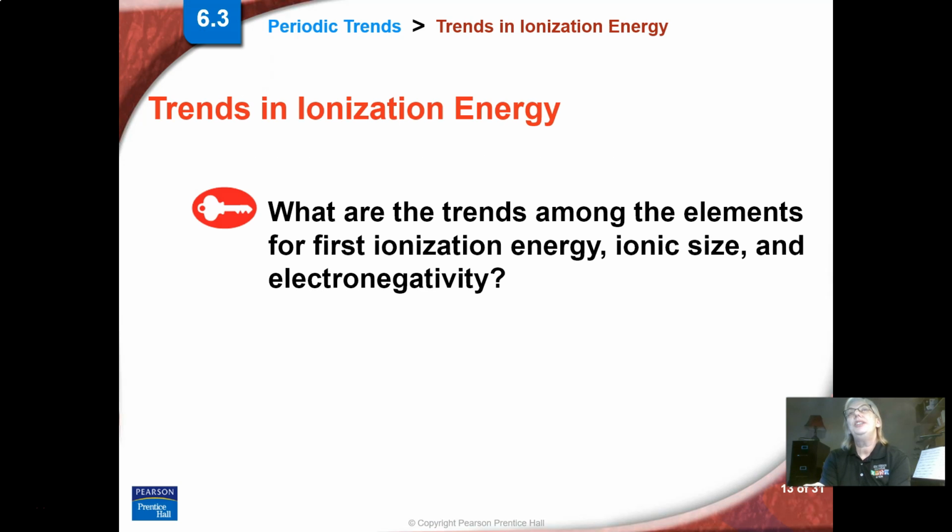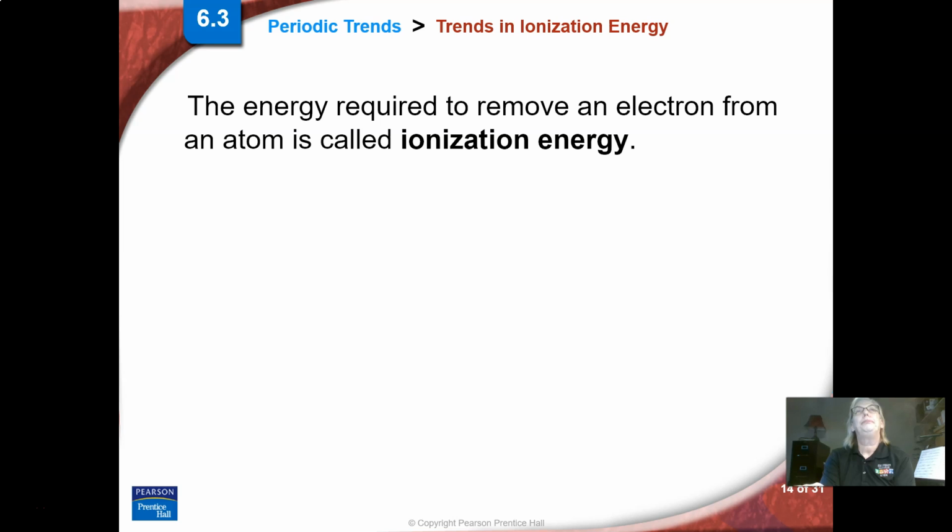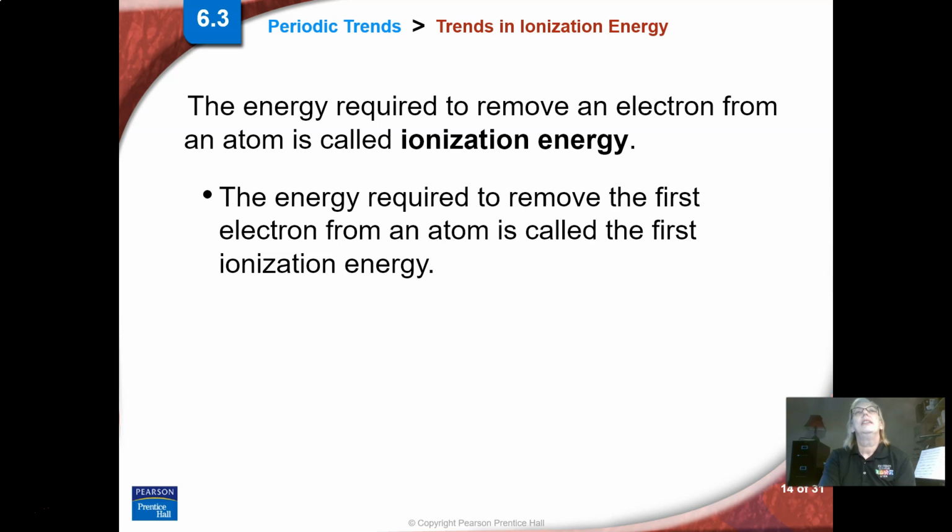So let's talk about trends for making ions, for ion size and electronegativity. So ionization is how much energy it takes to rip off an electron from an atom. That's called ionization energy. Some atoms like that and some do not. So group 1 guys like that. Group 7 would hate that.